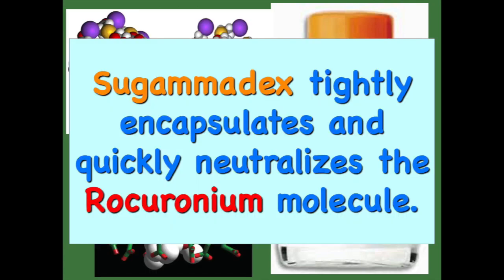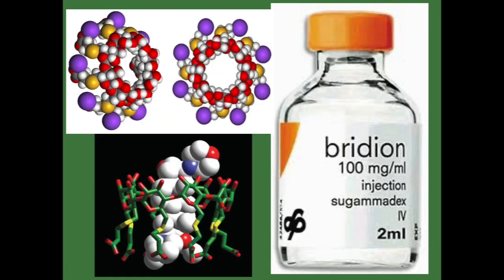So we can see, as we talked about earlier, that Sugammadex, which is an unbelievable molecule, it was really interesting how they discovered this. It encapsulates and neutralizes the rocuronium molecule. And you can see what the Sugammadex molecule looks like in the top part of the picture, along with the Bridion bottle, and how the sugar surrounds and neutralizes the rocuronium molecule.